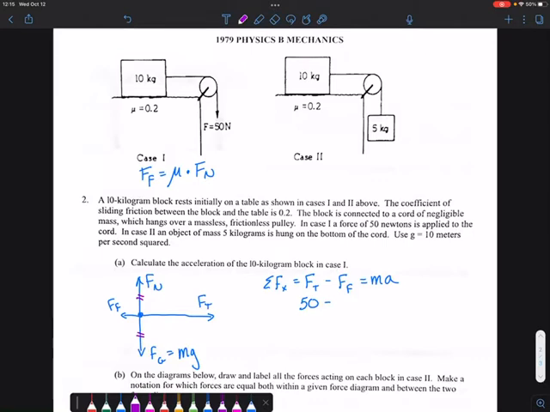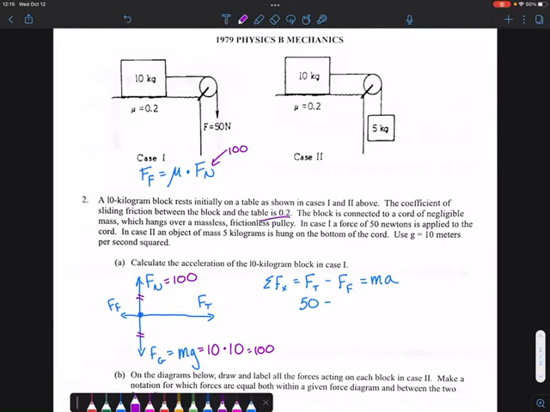10. And then it says to use 10 for gravity. So it would be 100. Okay, so that means my normal force is 100. So then this is 100. And then the coefficient of friction is 0.2.